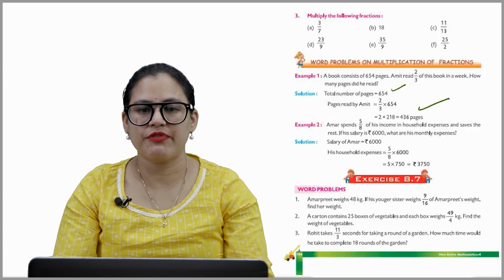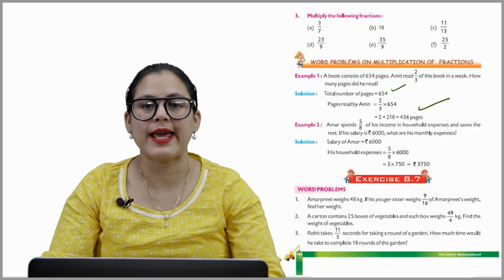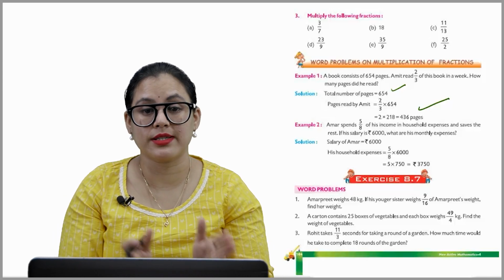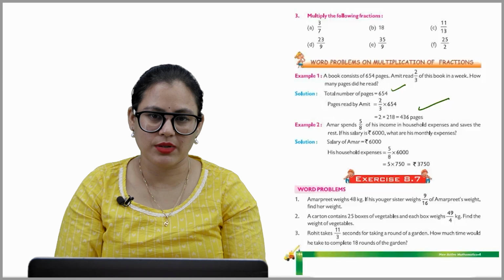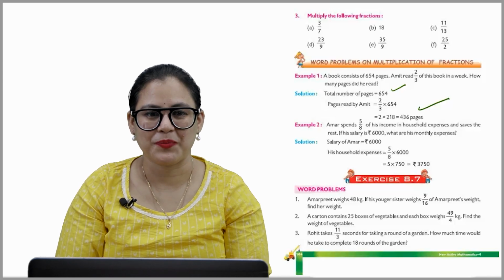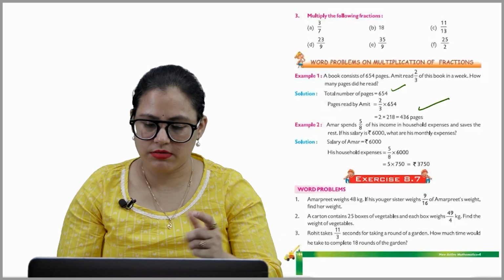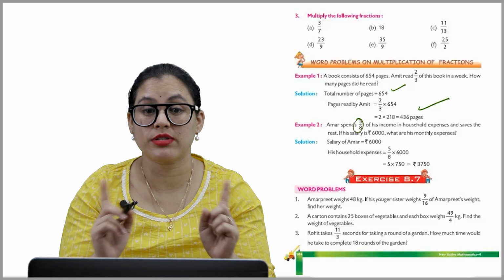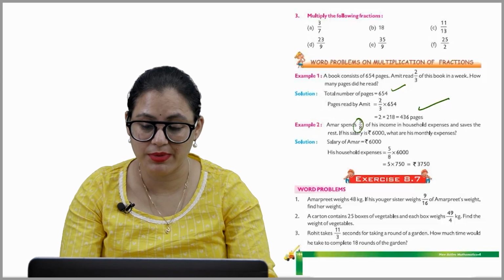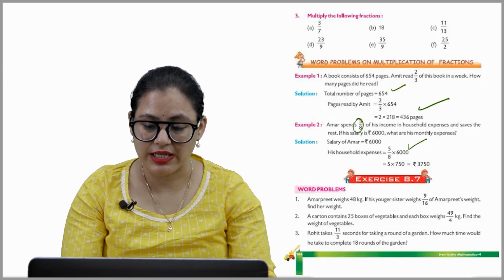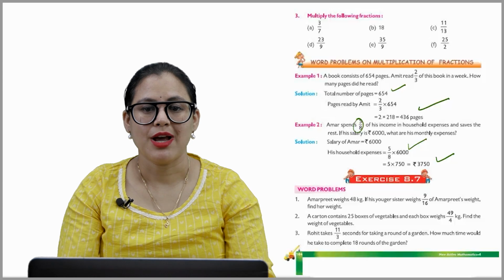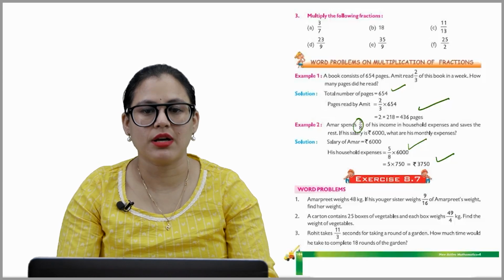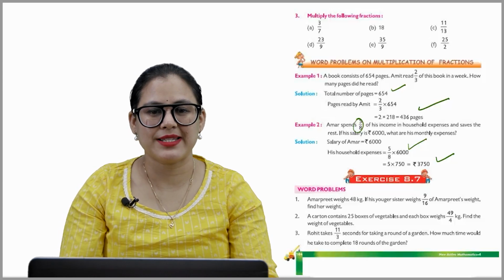Example 2: Amar spends 5 by 8 of his income on household expenses and saves the rest. If his salary is 6,000, what are his monthly expenses? So his monthly expenses are 5 by 8 of his income, 5 by 8 of 6,000, so his monthly expenses are rupees 3,750.